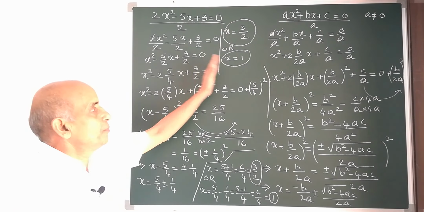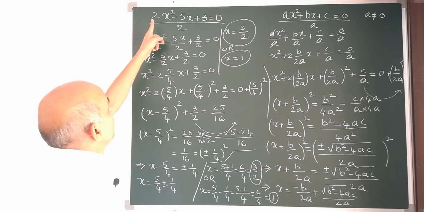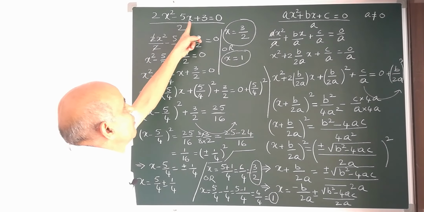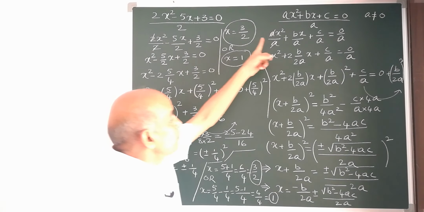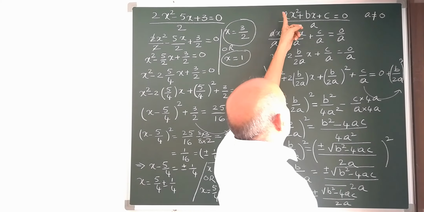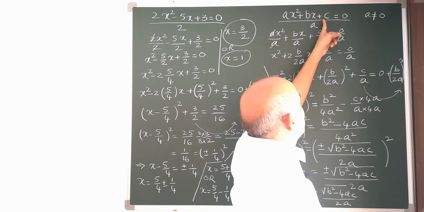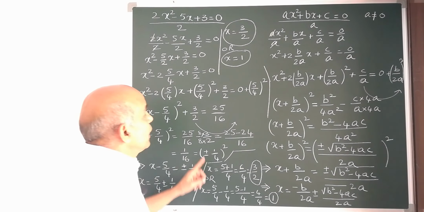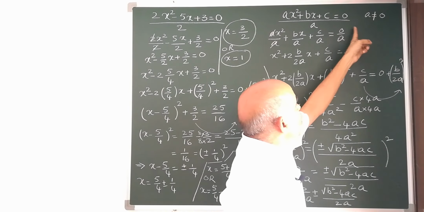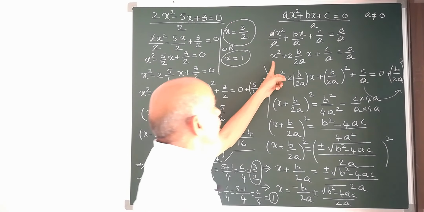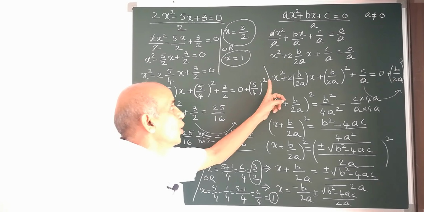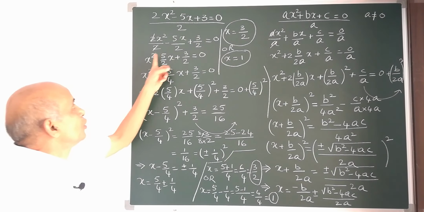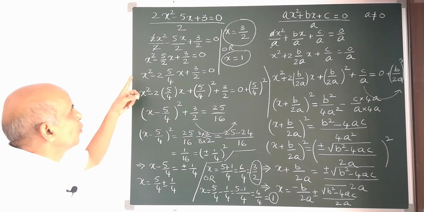Once again I will sum up, my dear children. You can see this is the quadratic equation we have taken, 2x square minus 5x plus 3. When you compare with the standard quadratic equation, ax square plus bx plus c is equal to 0, this a should not become 0. Then we are dividing the equation throughout by a to make the coefficient of x square as 1. So we have divided the equation throughout by 2 to make the coefficient of x square as 1.